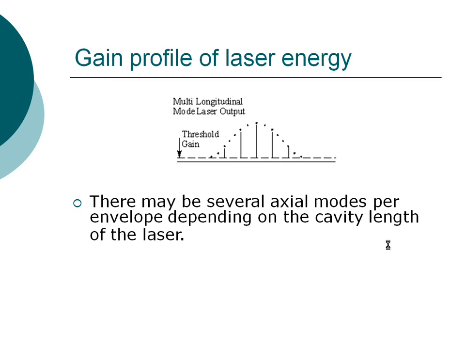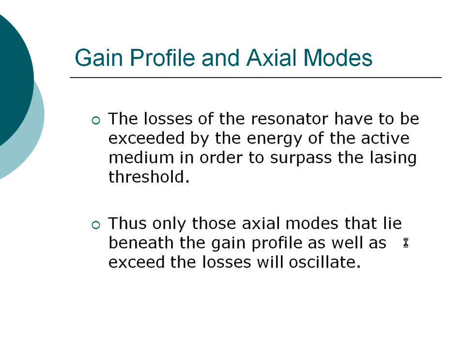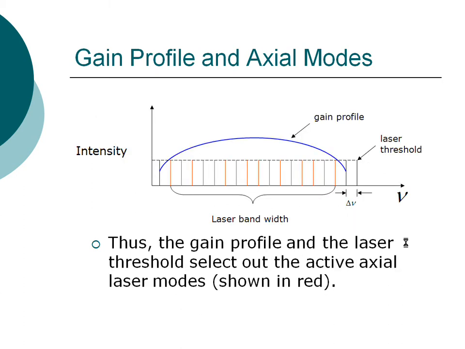have an envelope which is called the gain, and the dotted line determines the threshold power. So the losses of the resonator have to be exceeded by the energy of the active medium in order to surpass the lasing threshold. And the gain profile and the laser threshold therefore select out the active axial modes, and they're shown in red in this diagram.